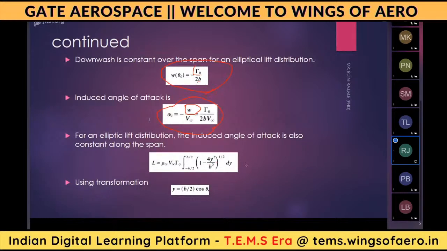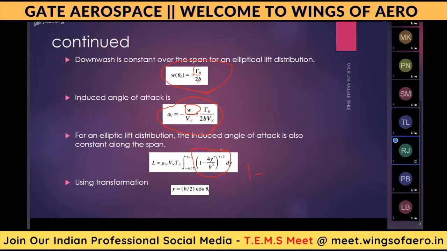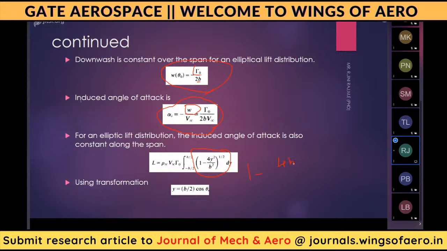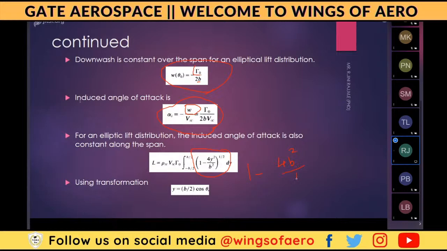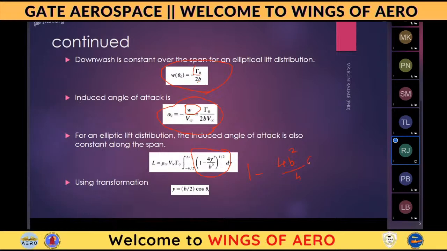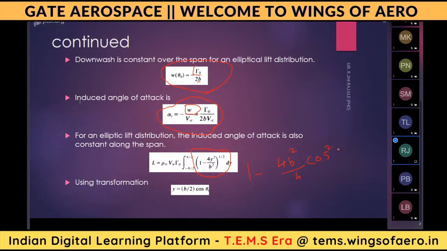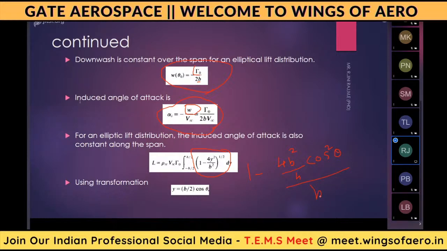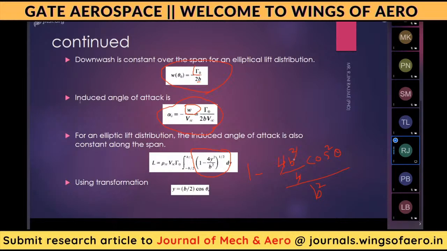It will come like this: 1 minus, so this time I'm expanding this term, 1 minus 4 into b square divided by 2 square is 4, so again 4 into cos square theta divided by b square. So 4 gets cancelled, b square gets cancelled, so the remaining is 1 minus cos square theta.